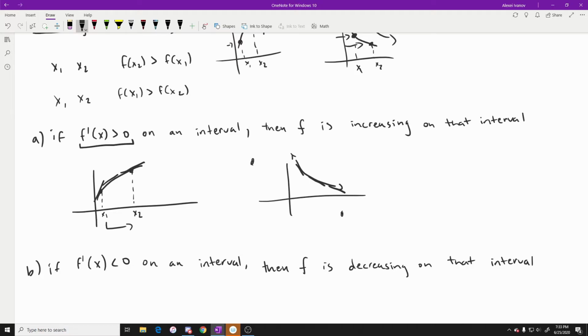The slope of these tangents is actually going to be negative. So we're going to have a negative slope, and a negative slope would mean that it's less than 0, and that would mean that the function is decreasing on that interval.